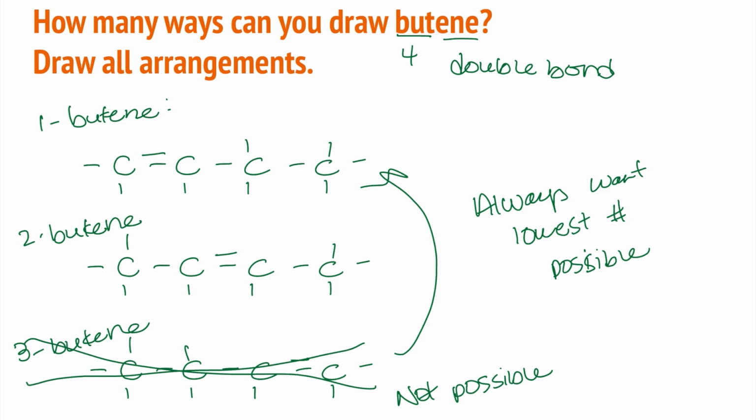So these are actually the only 2 ways we can draw butene, which is those 4 carbons with a double bond somewhere in the chain. And those are the only straight chain isomers. There are other ways you can put those parts together that aren't in a straight chain, but we are actually not going to talk about branched isomers this year.